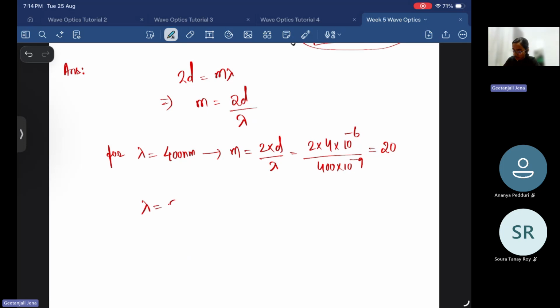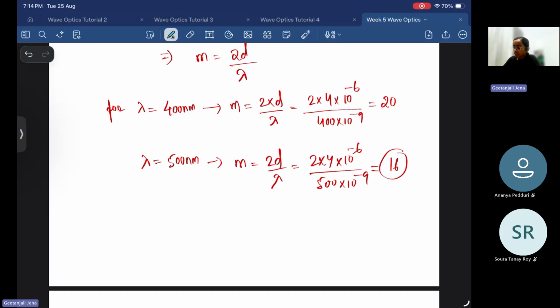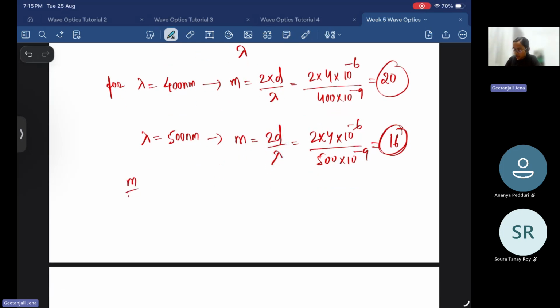And for the other extreme, lambda is 500 nanometer, m is 2d by lambda. So this will give the value 16. Yes, the answers are correct. So we know the minimum value of m and the maximum value of m. That means now we can easily calculate the values of lambda that will give the interference maxima in the transmitted beam. For 16, it is 500.